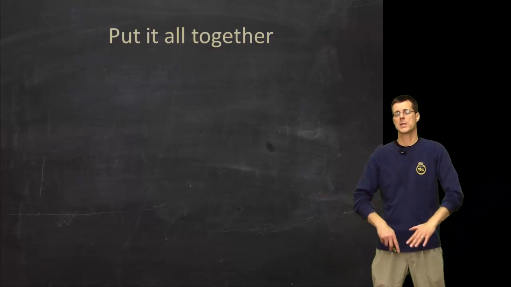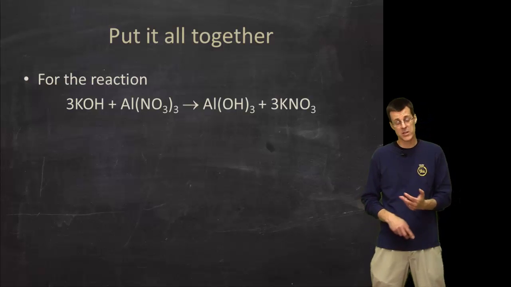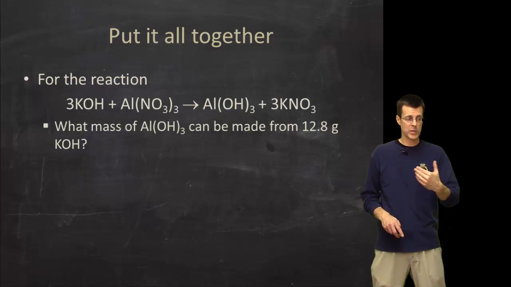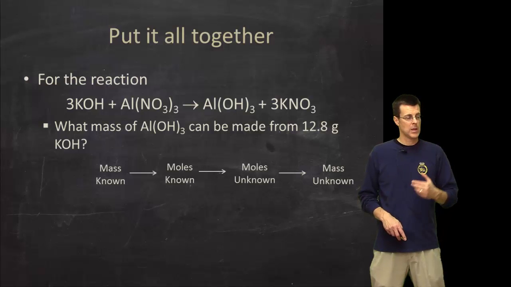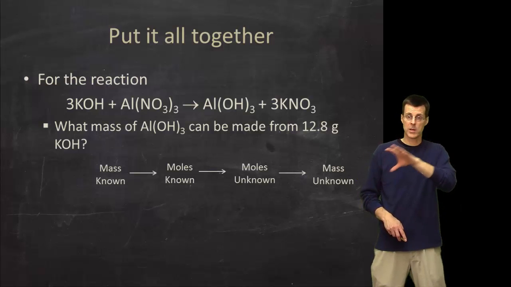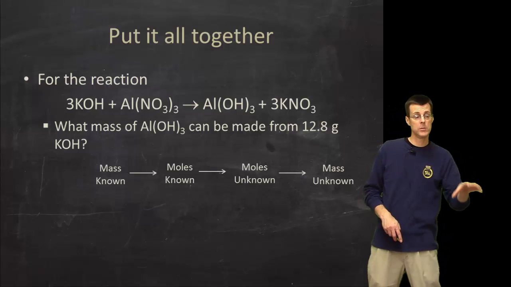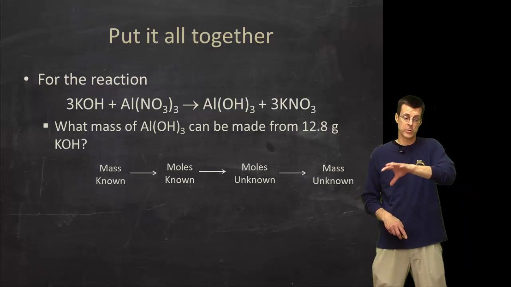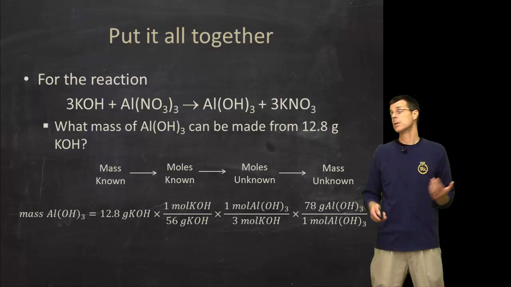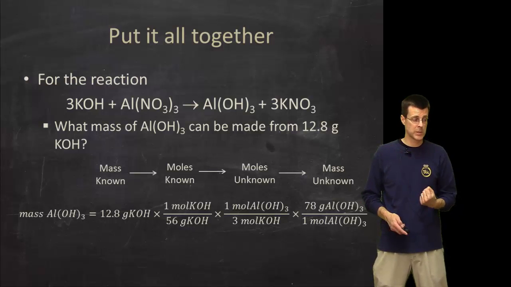All right, let's dump all that stuff together into one question. We have a reaction, and we're getting kind of tired of that reaction because we see it a lot. The question is now, what mass can be made from 12.8 grams of potassium hydroxide? And what we're going to do is take the mass, convert it to moles. So mass of potassium hydroxide, how many moles of potassium hydroxide? We're going to convert from moles of potassium hydroxide to moles of aluminum hydroxide. And then finally we're going to take moles of aluminum hydroxide and turn that into mass. It's going to look like this, but break it down step by step. It's actually stuff that we did in the previous few minutes.